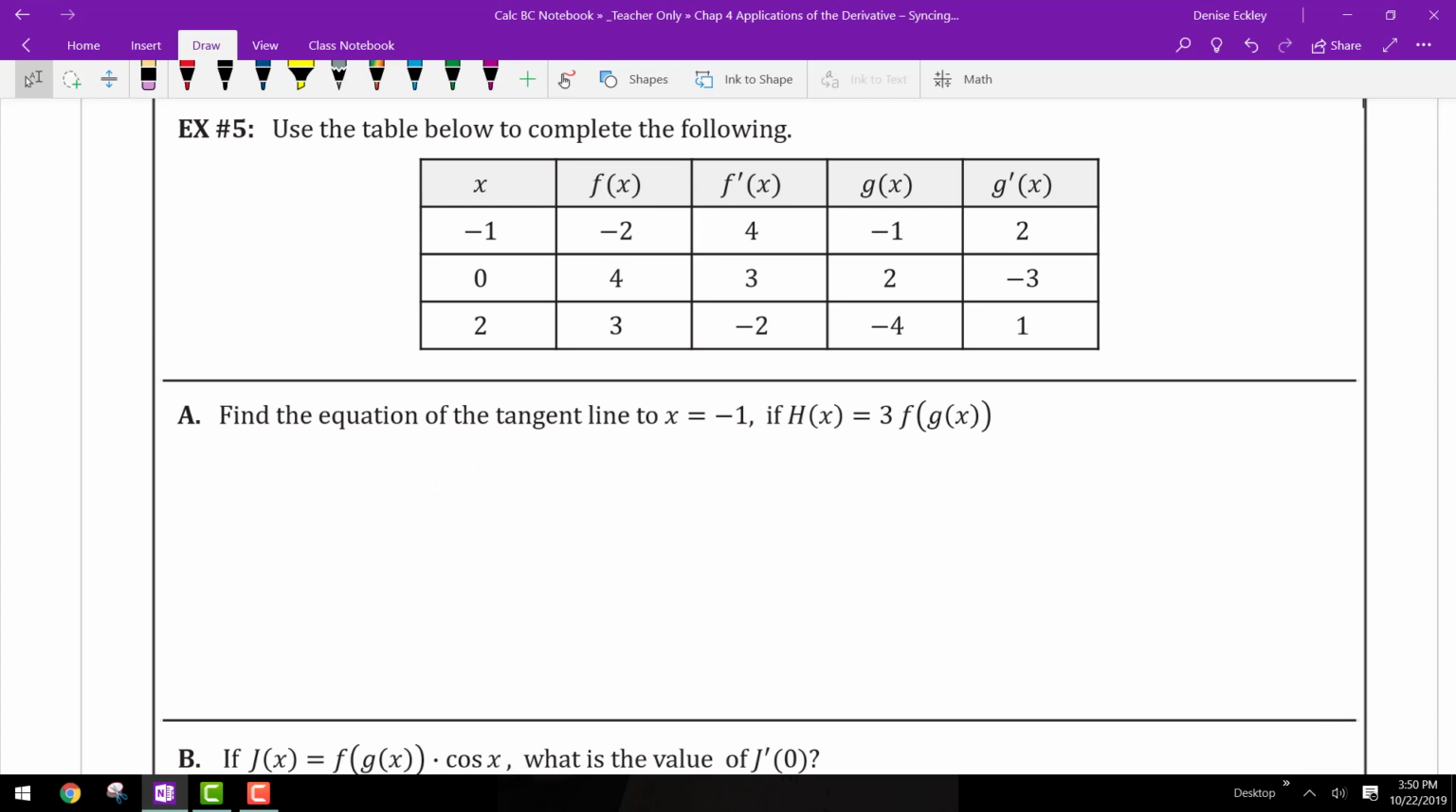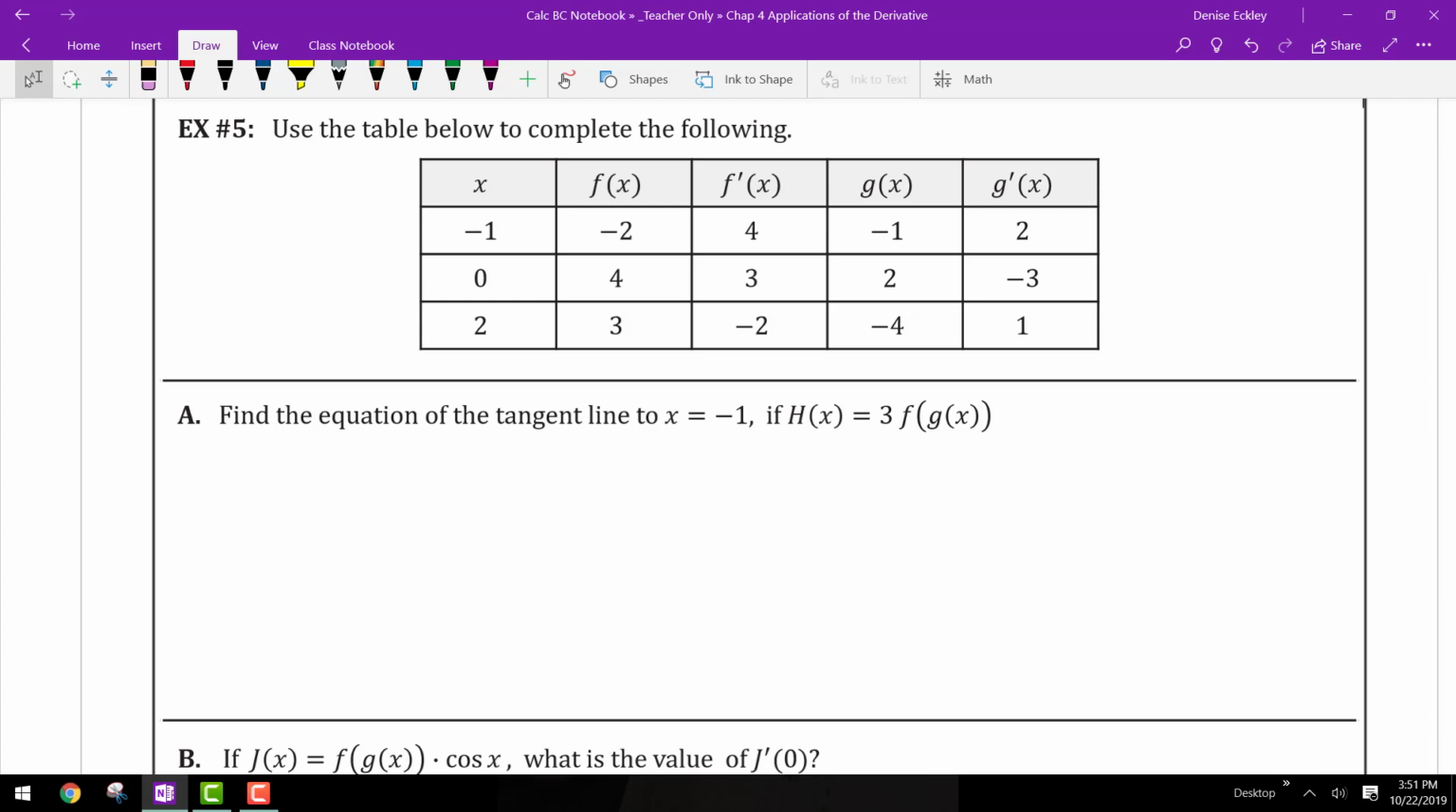So what we have is a function that's defined in the table for x's -1, 0, and 2, and then we have the values of the function f, its derivative f prime of x, and then we have a second function g that's defined for those values, and its derivative g prime of x. So we're supposed to find the equation of the tangent line at x equals 1 if h of x equals 3 times f of g of x.